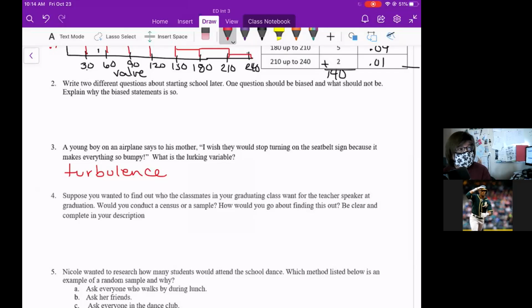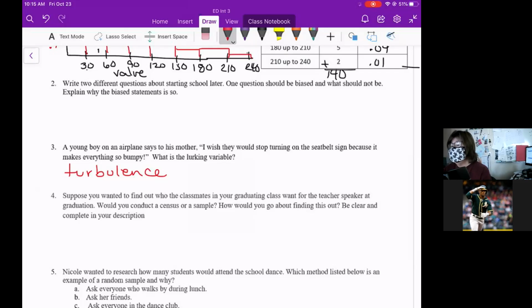Nobody said sample? I said sample. Okay, and how would you go about it? Well, I said my sample would be like the graduating class, because I thought a census would be more like a whole school, and sample would just be the same class, and then just asking everyone who they prefer to speak at graduation.